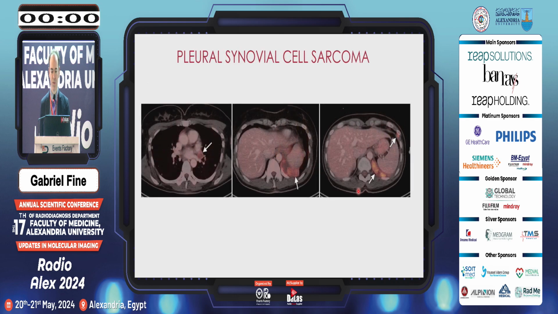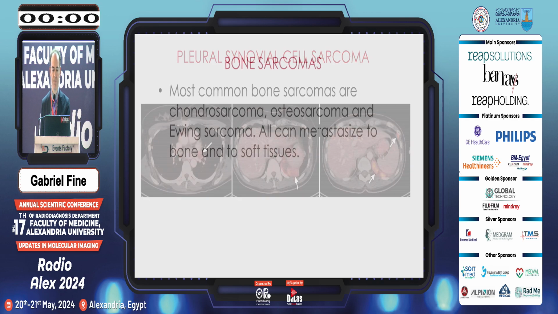This is a case of a pleural synovial sarcoma. There are multiple hypermetabolic masses. Here you can see the left hilum, and here you can see the left pleural space. And again, they're multiloculated, and we can really identify quite well where these tumors are on FDG PET-CT.